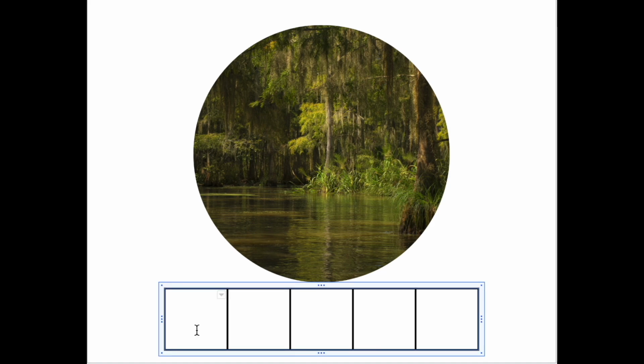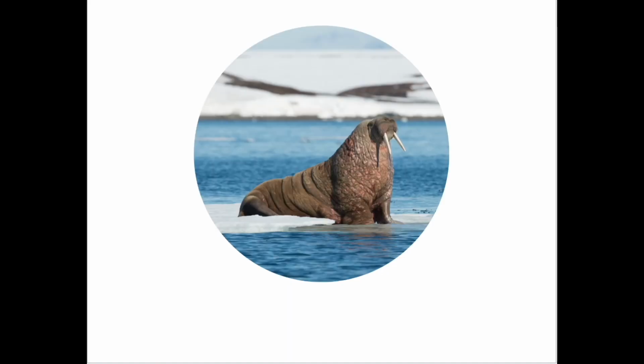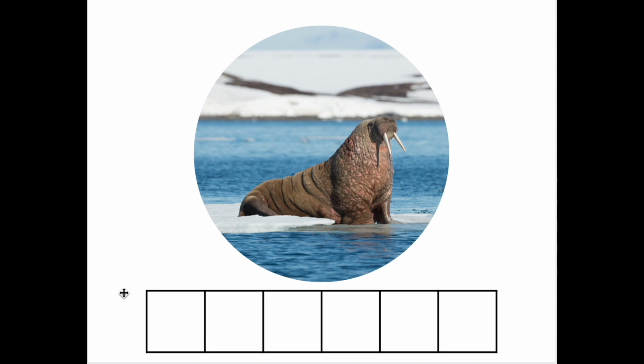Let's sound it out. S, sw, W, sw, A, swamp, M, swamp, P. Nice job. Here we have a walrus. How many sounds do you hear in the word walrus? There are 6 sounds in the word walrus.